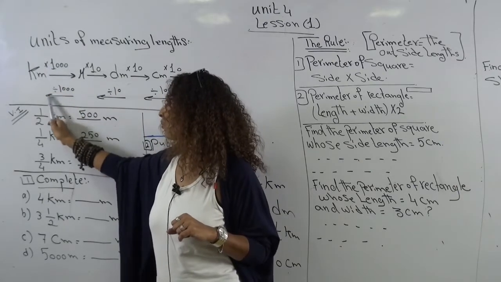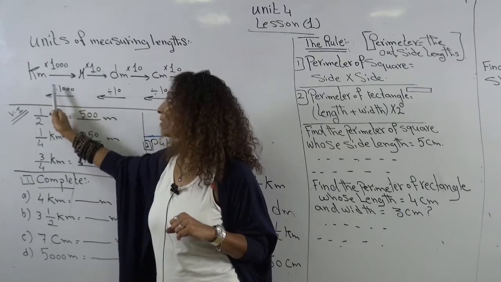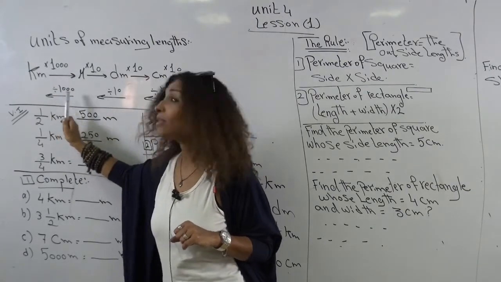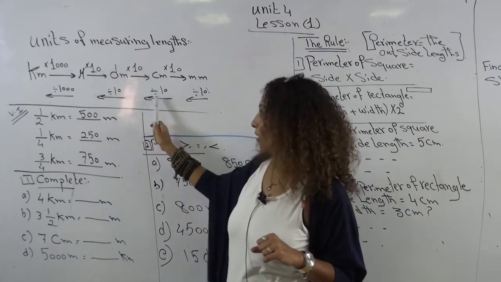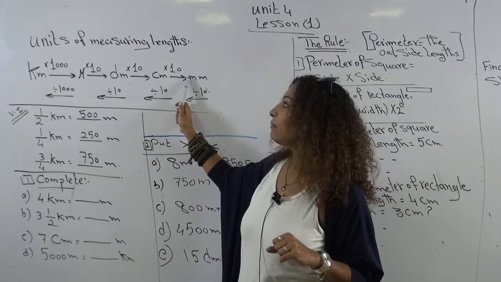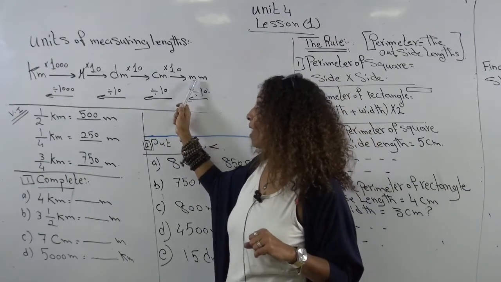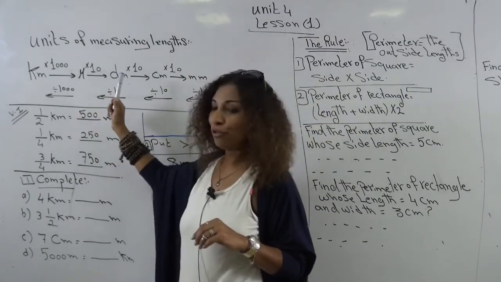But when you move against the ray here, yani from the smallest to the greatest, I'm going to divide by the same value. So here it is divided by 1000 and divided by 10. From centimeter to decimeter, I'm going to divide it by 10. From millimeter to centimeter, I'm going to divide it by 10. So watch the units here. It's very important to know which way I'm going to move.